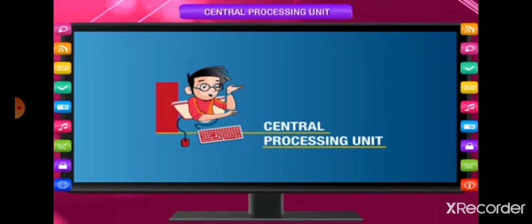As in the last class, we have already started our chapter, that is computer basics. In that, we have gone through uses of computers, characteristics of computer, and working of a computer. We have even seen some input devices. Today, we'll see one more input device, that is microphone.